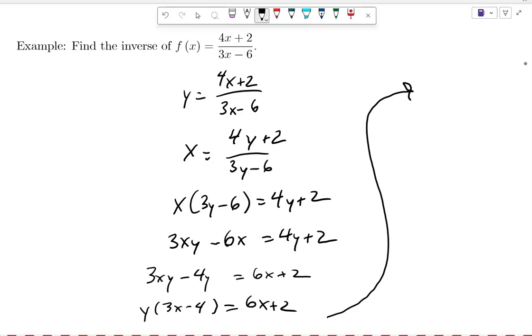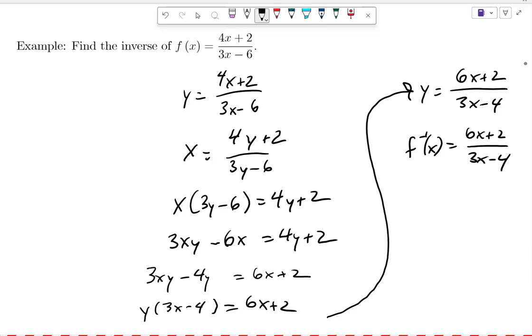And now to isolate your y, to solve for your y, what should you do to both sides? Divide by the 3x minus 4. Yeah, exactly. Now that we've solved for y, that is our inverse function. So you get your inverse function here is 6x plus 2 over 3x minus 4. Yeah, the 6 is the 4 6 places. Yep, that's exactly right.